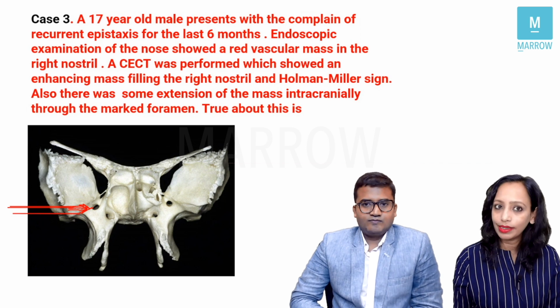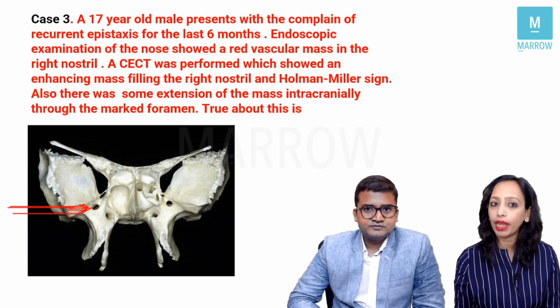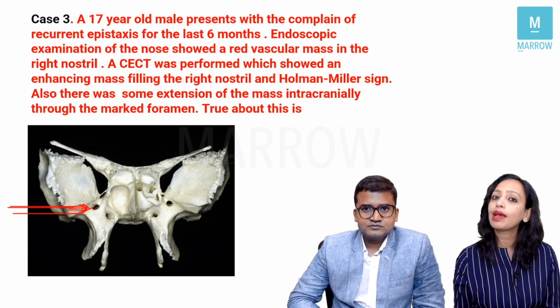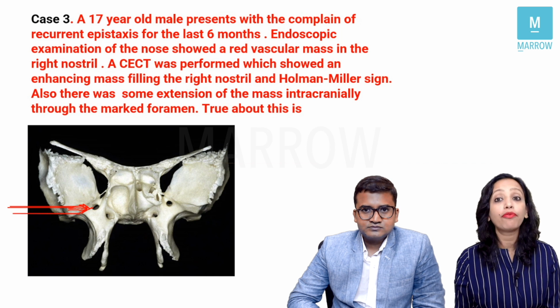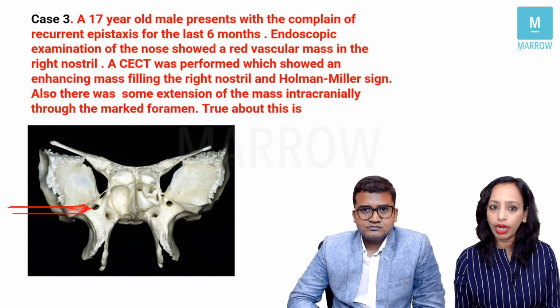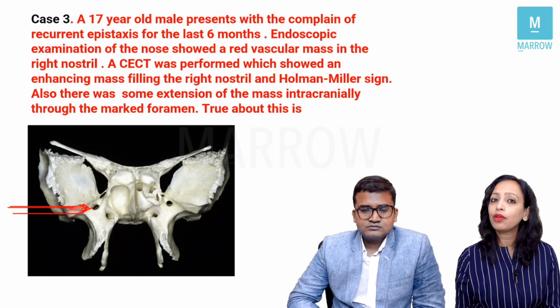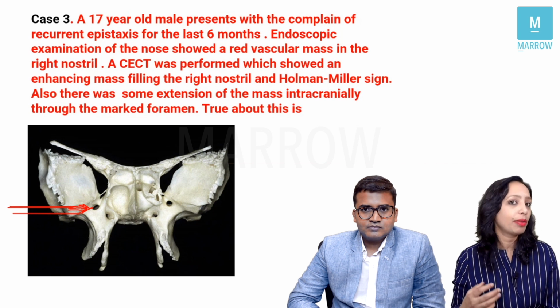So starting with the third case, a 17-year-old male presents with the complaint of recurrent epistaxis for the last 6 months. Endoscopic examination of the nose showed a red vascular mass in the right nostril. A CECT was performed which showed an enhancing mass filling the right nostril and Holman-Miller sign. Also, there was some extension of the mass intracranially through the marked foramen. True about this is, so here we are seeing a young male with recurrent epistaxis.